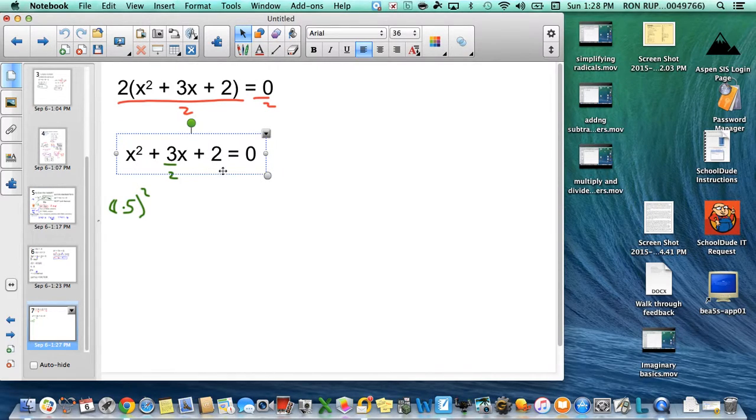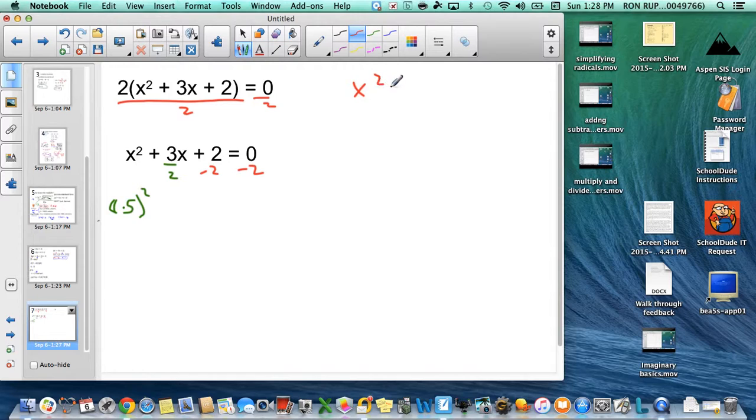So what am I going to do? I'm going to get rid of this 2. I do that by subtracting 2 from each side. And now I have x squared plus 3x plus this blank, and that's going to equal negative 2. Well, I just said we want it to be half of this number squared. Half of that number is 1.5, and 1.5 squared is 2.25. Math people, what you do to one side, you have to do to the other.